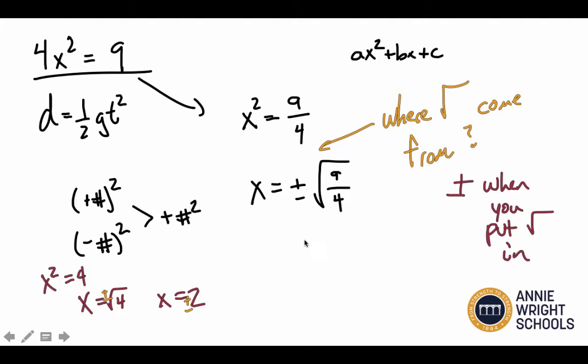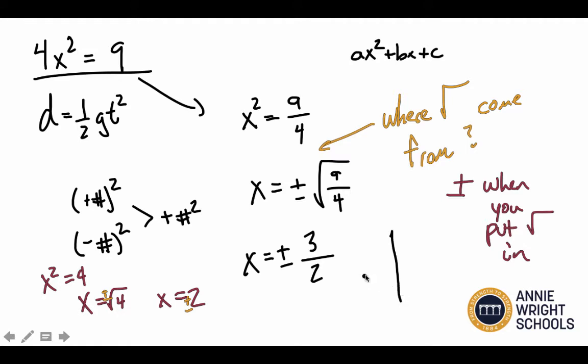Now we go in and we simplify this radical, so you know what the square root of 9 is, that's 3, and you know the square root of 4 is 2. So the answer here is x equals plus or minus 3 halves. There are two solutions where 4x squared equals 9. One solution is positive 3 halves, the other solution is negative 3 halves.